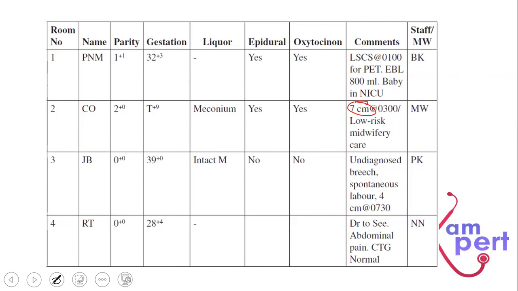And if the delivery is imminent, then we will give her magnesium sulfate for neuroprotection along with the steroid cover. And if she is in labor, then we will also give her GBS prophylaxis with IV antibiotic. And make sure that the pediatrician will be involved and a NICU bed is available. So the baby might need admission to the neonatal nursery.